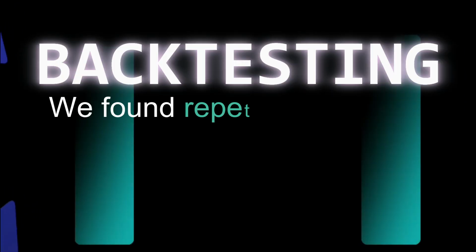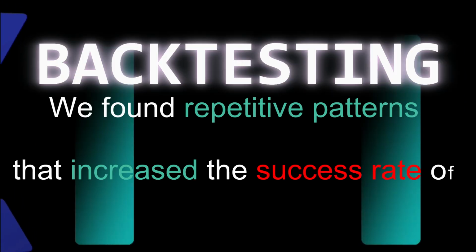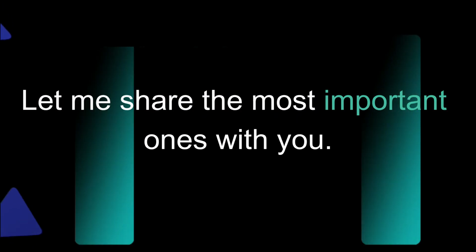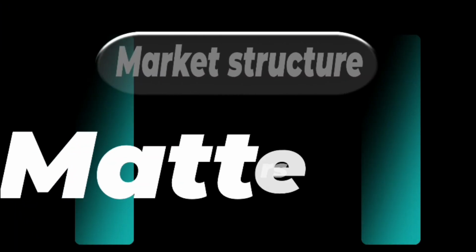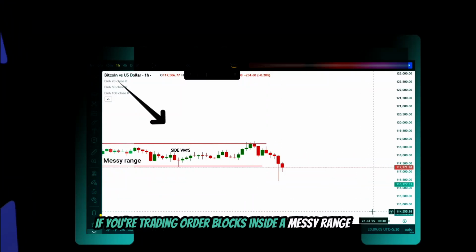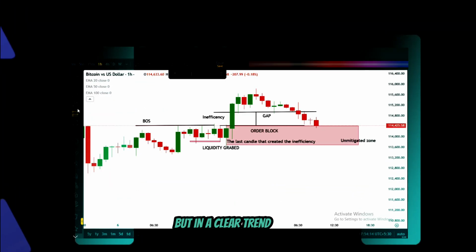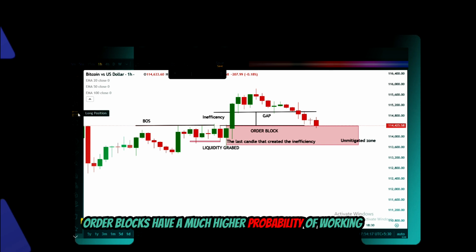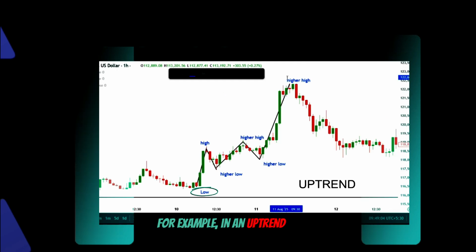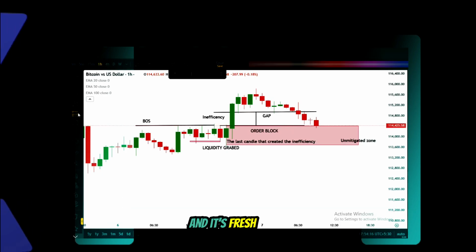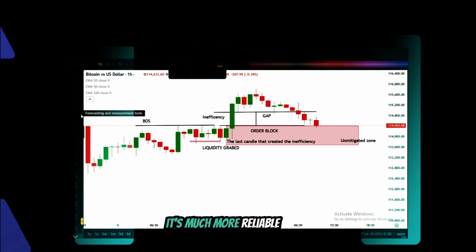Through backtesting, we found repetitive patterns that increase the success rate of order blocks. Let me share the most important ones with you. Market structure matters. If you are trading order blocks inside a messy range, your chances drop. But in a clear trend, order blocks have a much higher probability of working. For example, in an uptrend, price makes higher highs and higher lows. If you see an order block that aligns with that trend and it's fresh, it's much more reliable.